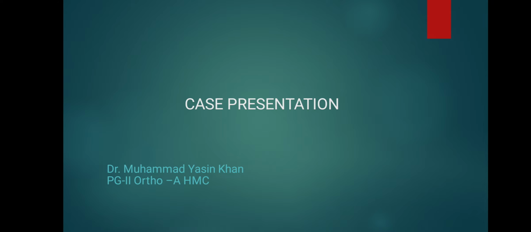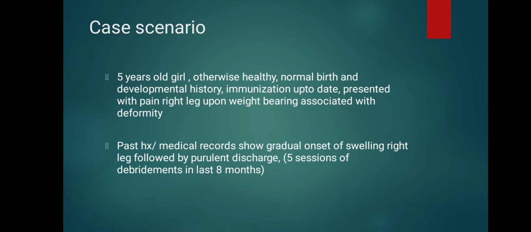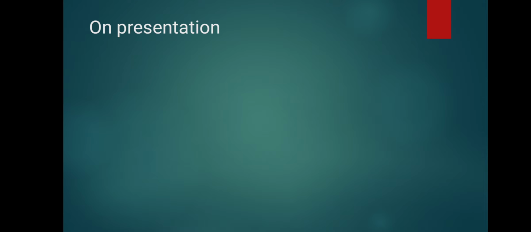Today I am going to present a case of tibia non-union. In this case scenario, a 5-year-old girl, otherwise healthy with normal birth and developmental history and up-to-date immunization, presented with a long-standing history of pain in the right leg upon weight bearing, associated with deformity. Her previous medical record shows gradual onset of swelling in the right leg followed by purulent discharge. For this, 5 sessions of debridement were done in the span of the last 8 months.